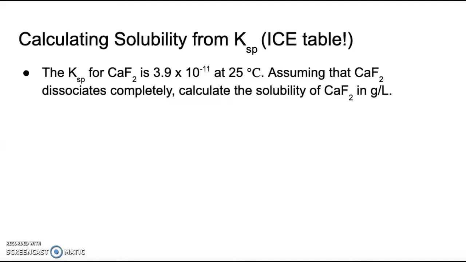All right, so now we're going to talk about how to go the other way, how to calculate the solubility if we're given the KSP. And again, we're still going to use an ICE table here. All right, so the first one, the KSP for calcium fluoride is 3.9 times 10 to the negative 11th at 25 degrees Celsius. And assuming that calcium fluoride dissociates completely, I want us to calculate the solubility of calcium fluoride in grams per liter, and that unit's going to be really important there.